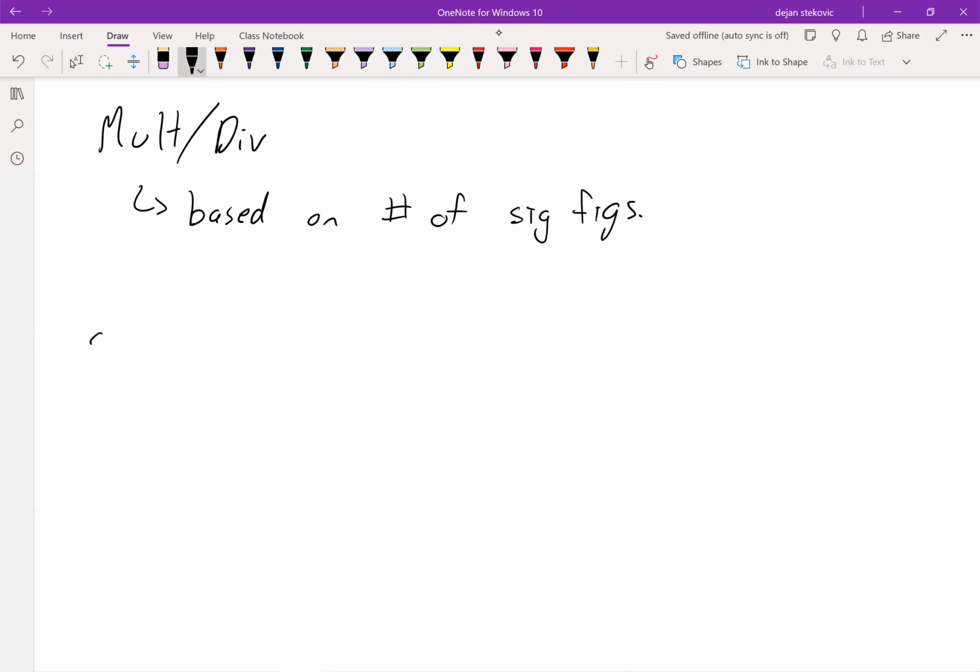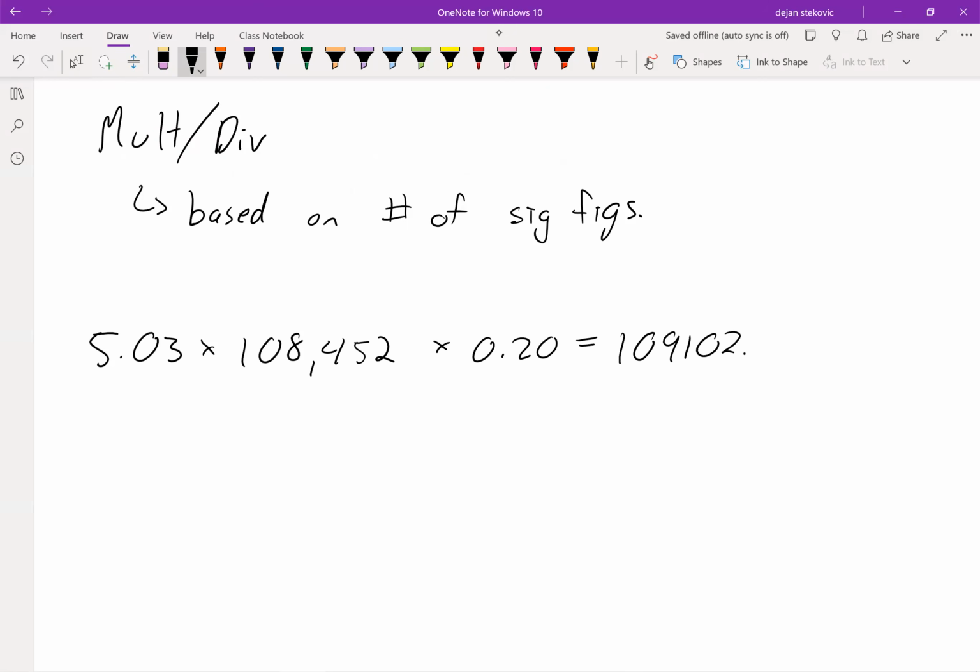So for example, if I have 5.03 times 108,452 times 0.20, right? And we're assuming that these are all some types of measurements. If you type that in a calculator, you'll get 109,102.712. And now let's think about how much precision our answer has. Again, it's based on the number of sig figs, and our answer has to reflect whichever measurement has the least number of sig figs or the least amount of precision.